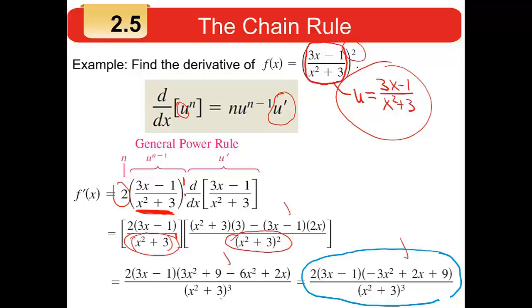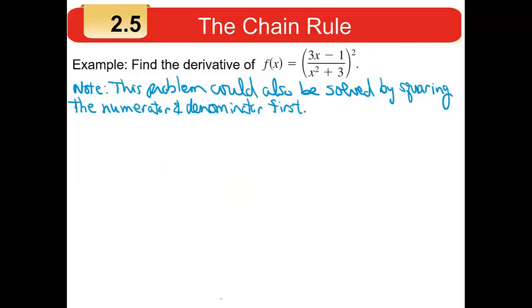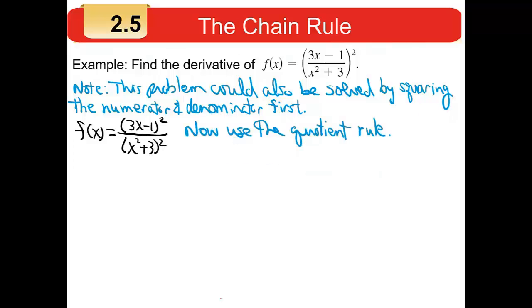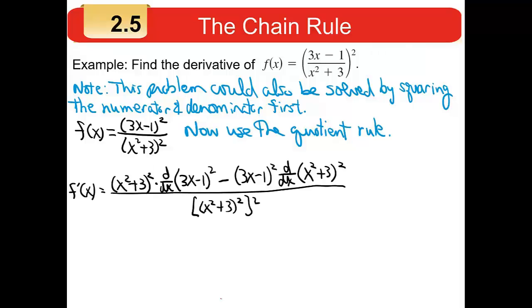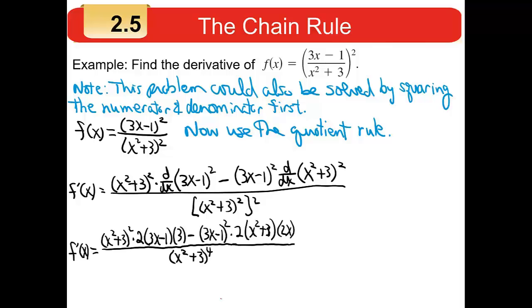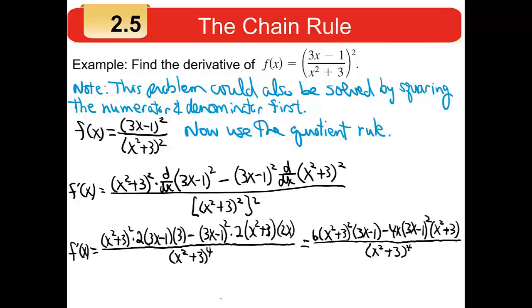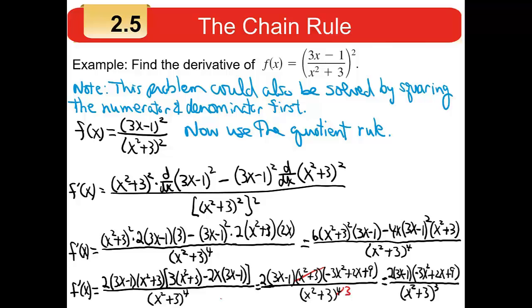So please do that. I will say that you could have worked this problem by squaring the numerator and denominator first and then taking the derivative if you had wanted to. In other words, square the numerator, square the denominator, and then you would have had a quotient rule directly. And the quotient rule again is low d high minus high d low over low low. And if you simplify that out, I won't go through this step by step, you end up with exactly the same answer you got before.